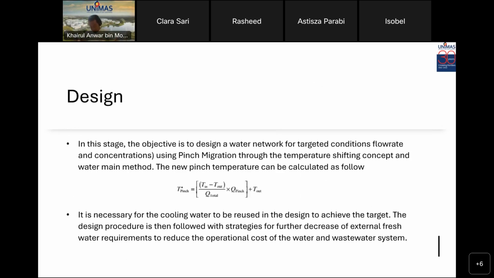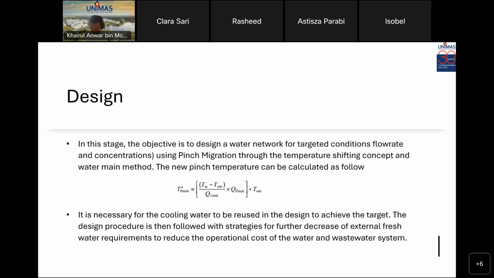Then the design stage. In this stage, the objective is to design a water network for targeted condition, flow rate, and concentration using pinch migration. We learn this later through the temperature shifting concept and the Waterman method. Following the Waterman method often allows more than one network design to achieve the target.